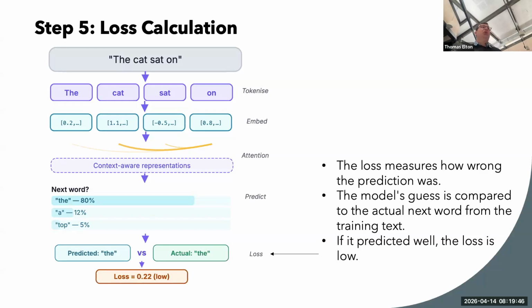After this is the loss calculation step. You can think about the loss calculation as measuring how wrong the model is compared to what we actually were expecting. So for example, the sentence here is "the cat sat on." The actual word that we want is "the." So "the cat sat on the." The model also assigned a really high probability to "the." So actually it did a really good job here. It predicted the actual word quite well. And so the loss is quite low.